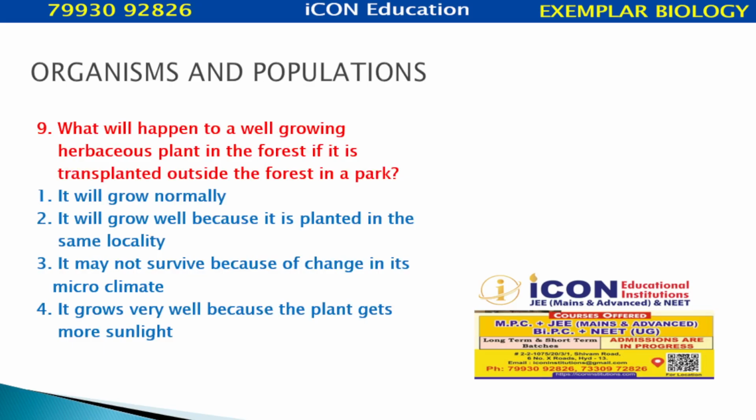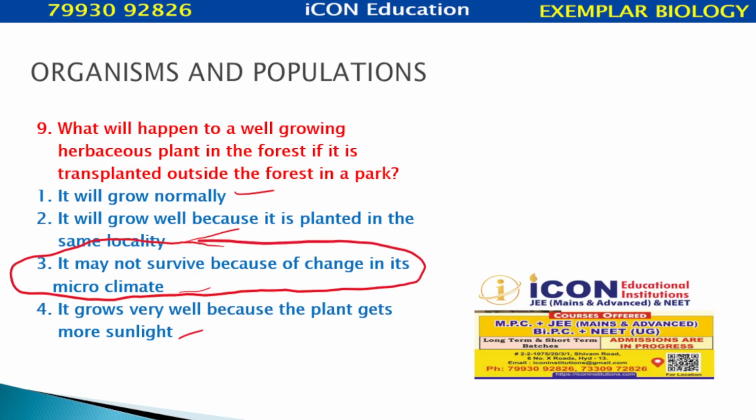What will happen to a well-growing herbaceous plant in the forest if it is transplanted outside the forest in a park? A general statement question, even though not in the syllabus at present. The options: it will grow normally, it will grow well because it is planted in the same locality; it may not survive because of change in microclimate; it grows very well because the plant gets more sunlight. It may not survive because the microclimate might be different.